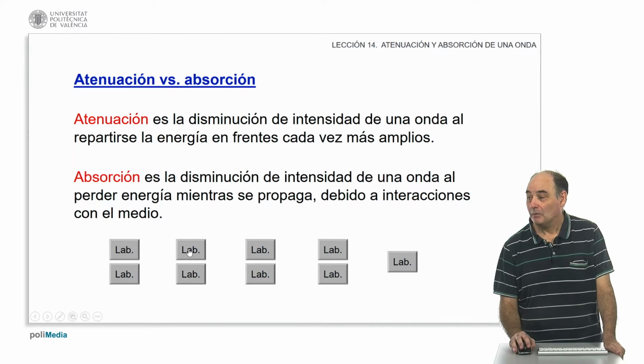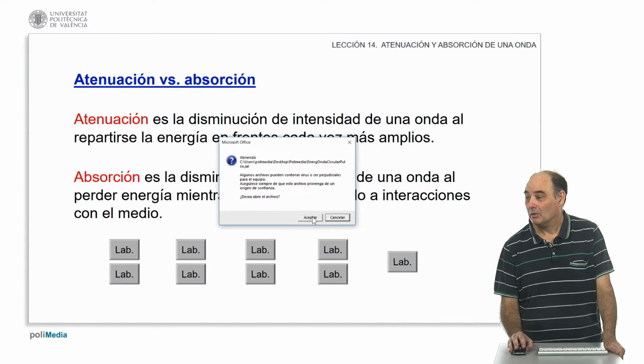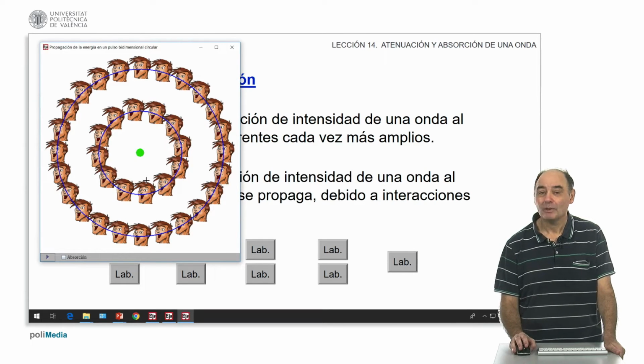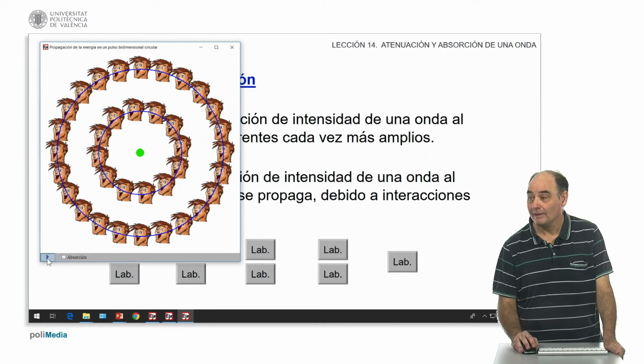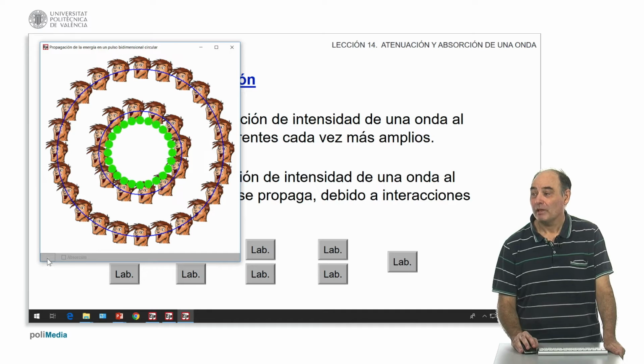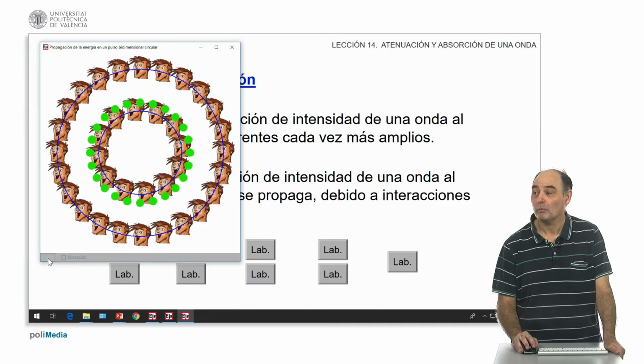Here we are going to see now a case where we have both attenuation and absorption. We start with attenuation only. The coins come out, 24 coins, 24 joules. And here we have that each J has 2 joules. There are 2 joules per J, 2 joules per meter.